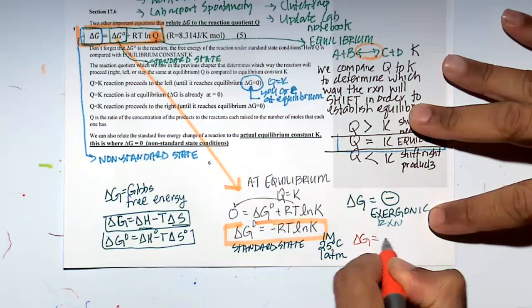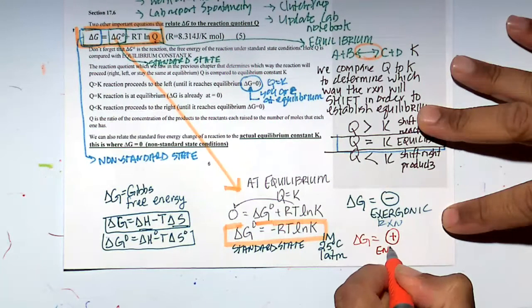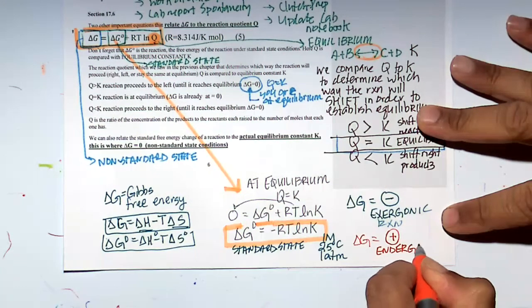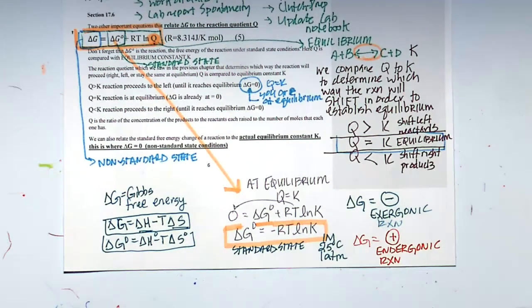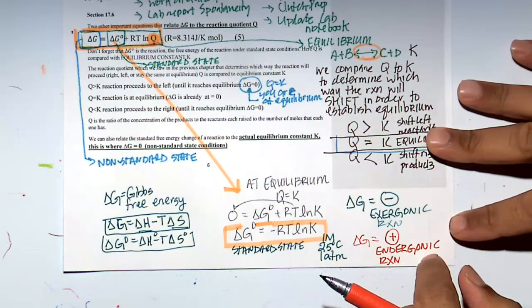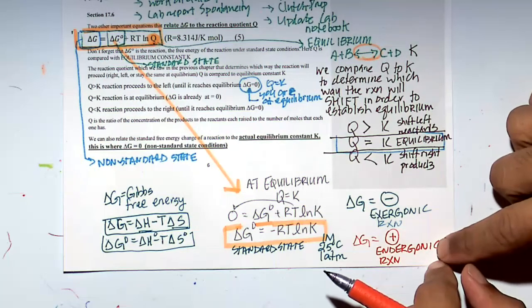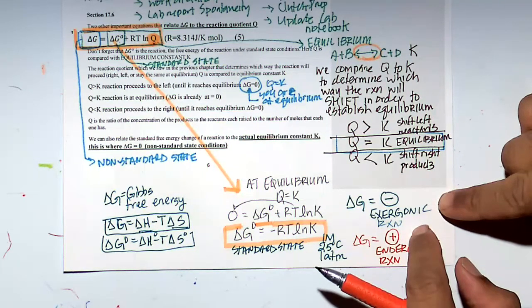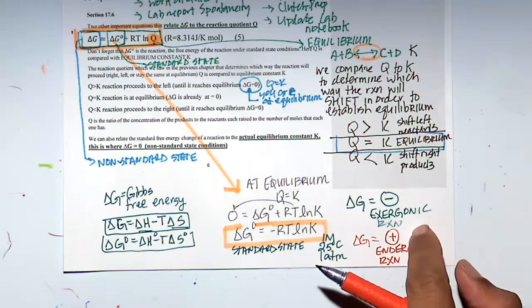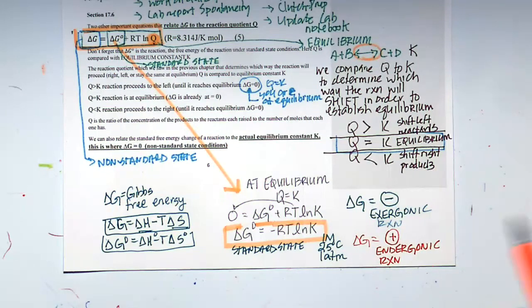And if your delta G is positive, we call that an endergonic reaction. It's a reaction that does not favor the product side. In fact, you must add energy for this reaction to proceed, correct? You must add energy for this reaction to get to products. Here, if it's negative, it releases free energy, and actually that free energy can be captured, harnessed and utilized for something else. We see this all the time in biochem.